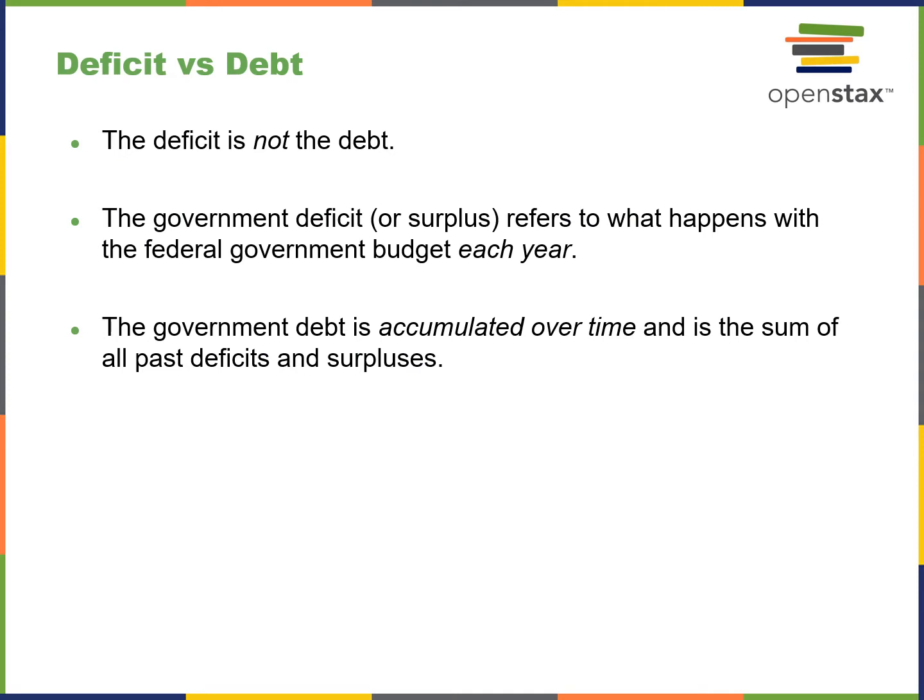Deficit versus debt. The deficit is not the debt. Government deficit or surplus refers to what happens with the federal government each year. Government debt is accumulated over time and is the sum of all the deficits and surpluses.